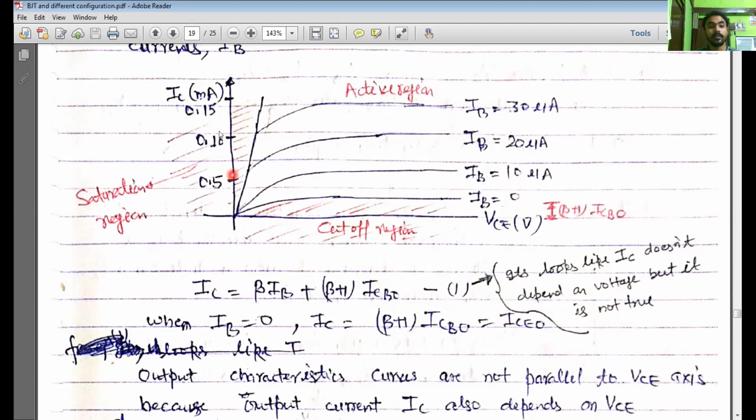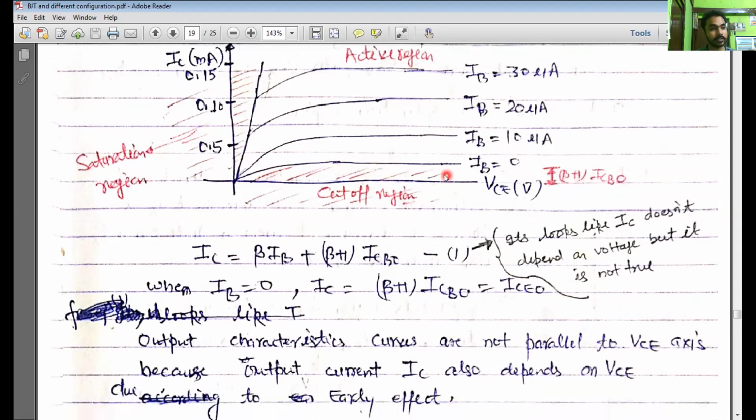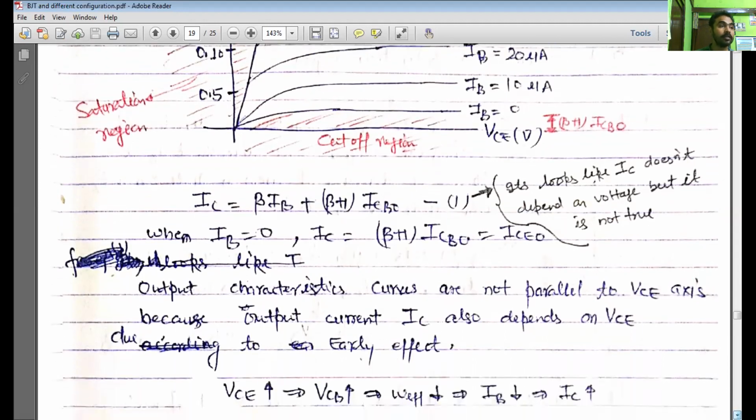The reason is that IC depends on the VCE. That is why it's not parallel. It's changing, but since this change is very minute, it looks like a parallel line. And why does IC depend on the VCE? You can understand this by the early effect. We already explained on the first day what happens in the early effect case. If your VCE is increasing, then your IB is decreasing and in turn IC is increasing.